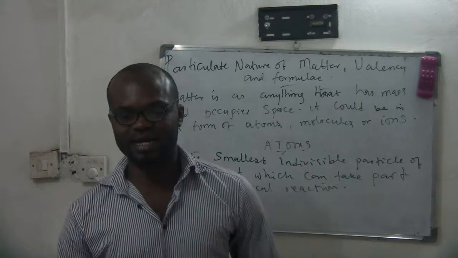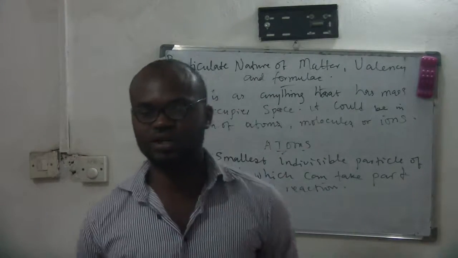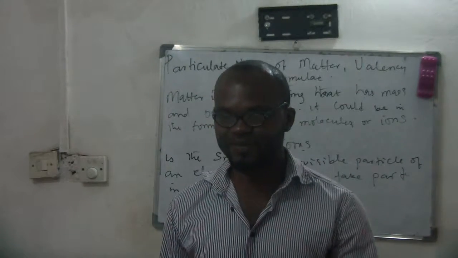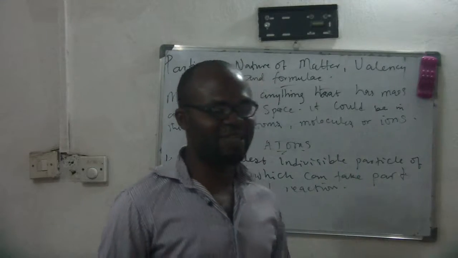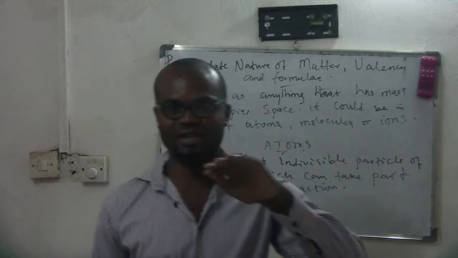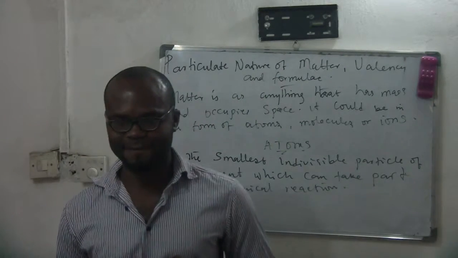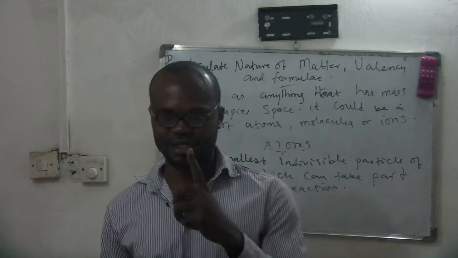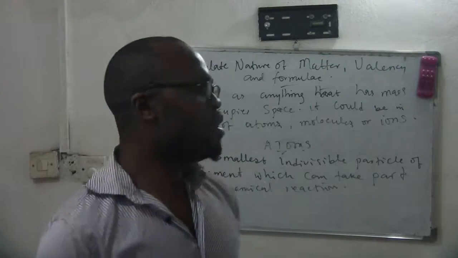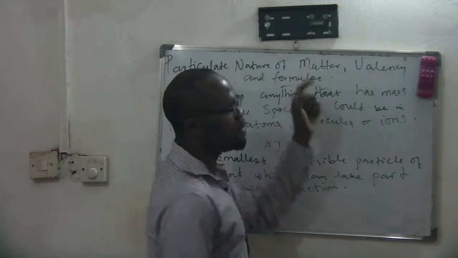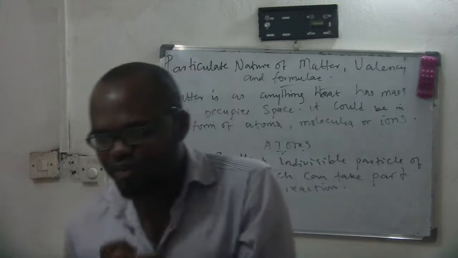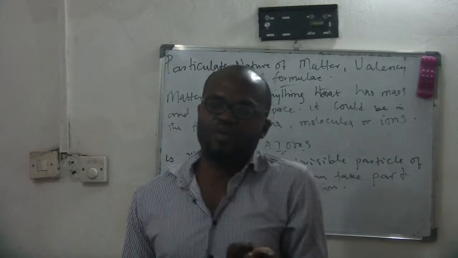Particulate nature of matter. Matter, as we all know, is anything that has mass and occupies what? Space. Just as an example, water. The water you drink has mass and it occupies what? Space. Is what? Matter. But when we talk about particulate nature of matter, we're talking about those minute particles that make up what?